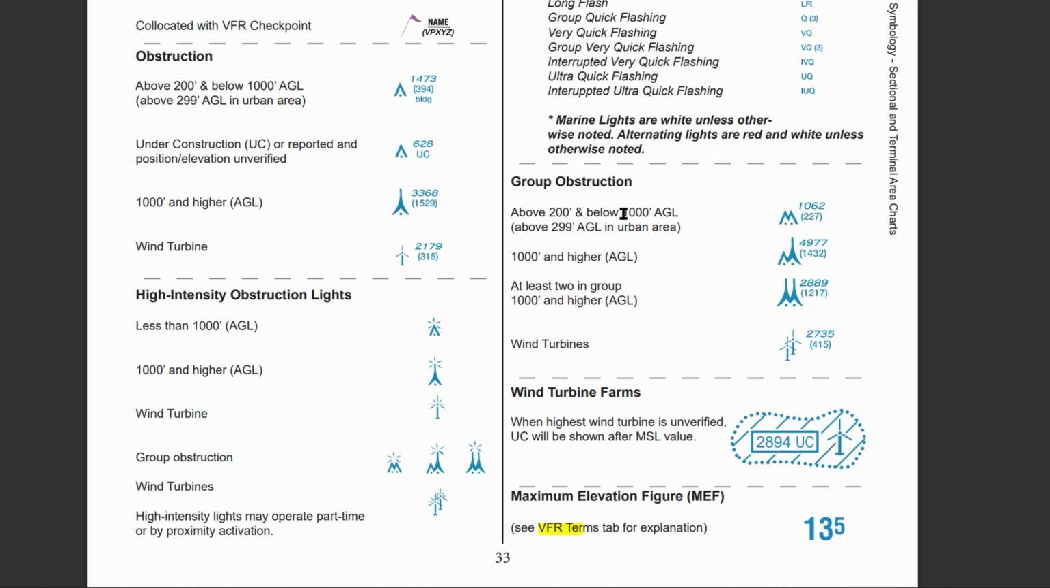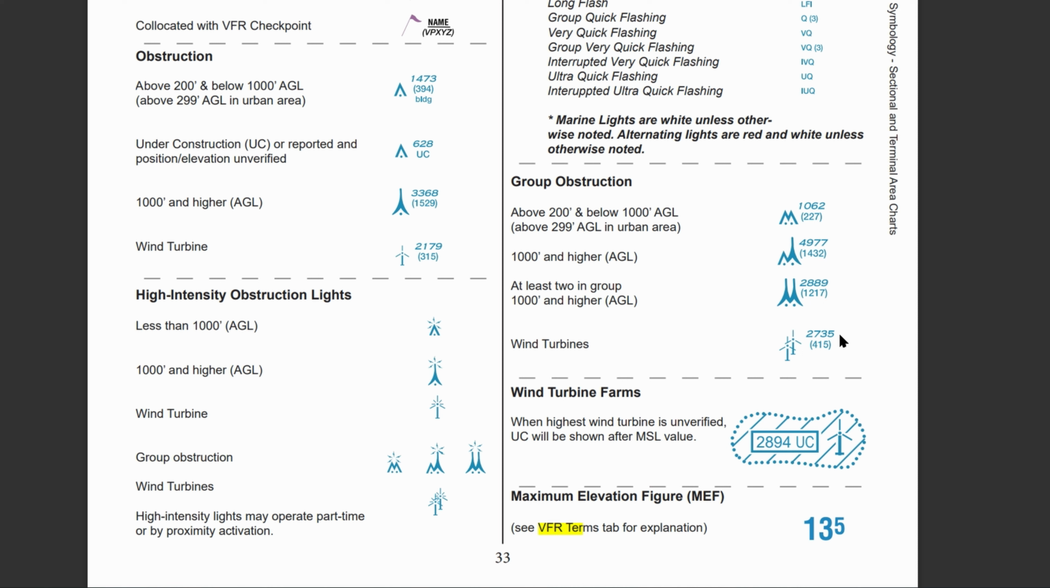You have group obstruction. So same rules apply. If you have these smaller triangles, it's 200 feet to 1,000 feet AGL, 299 feet AGL in urban areas, and they just have these two triangles next to each other. Now, if it's 1,000 feet and higher AGL, and it's got smaller obstacles as well as bigger ones, it's going to list the bigger one on the right for the actual height, but it's going to show both. If it's at least two in a group of 1,000 feet and higher, it's going to be two of these skinnier triangles just like this.